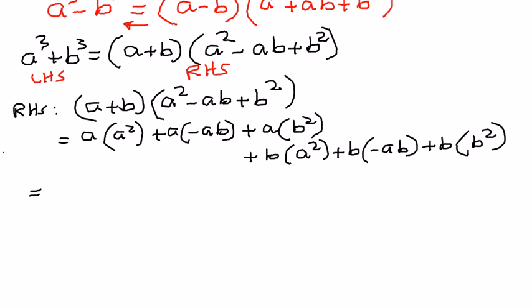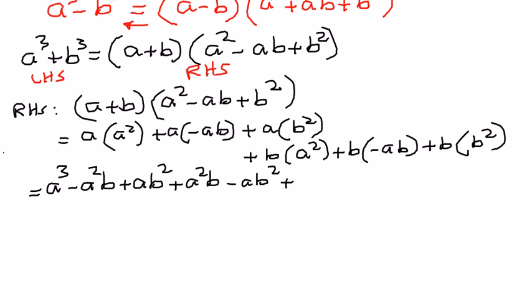A times a squared is a cubed, plus a times negative ab is negative a squared b, plus a times b squared is ab squared. B times a squared is a squared b. B a squared or a squared b means the same thing. We will write the algebraic expressions always in ascending order, from a, b, c, and so on. And then the next term is b times negative ab, which is negative ab squared, plus b times b squared is b cubed.